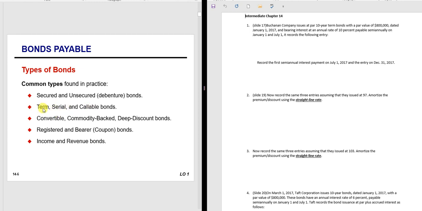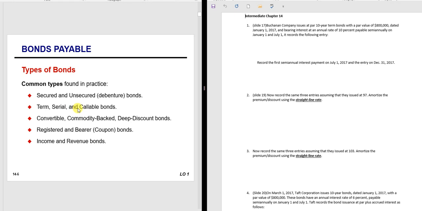Term means a 10-year bond that matures at the end of 10 years. Serial bond means a 10-year bond that matures each year for the next 10 years. So a $100,000 term bond that's 10 years, all $100,000 would be due back at the end of 10 years. A 10-year serial $100,000 bond would be due $10,000 each year for the next 10 years. And a callable bond is one that the corporation can call in. So for instance, they can say, we're going to pay it back now.